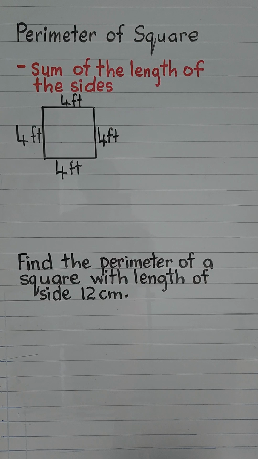Welcome to Perimeter of Square, 5th grade maths. Perimeter of square is equal to the sum of the length of the sides. And a square has 4 equal sides. So to find the perimeter, as stated, we're going to add the length of the 4 sides.